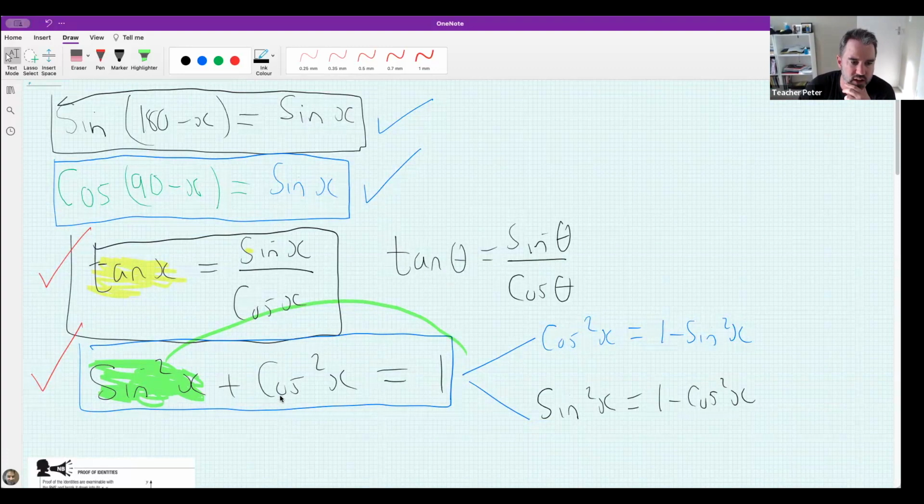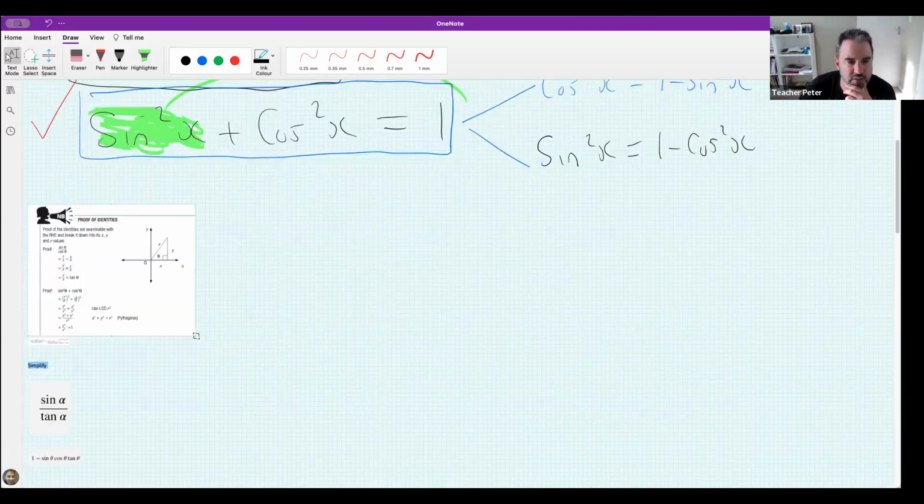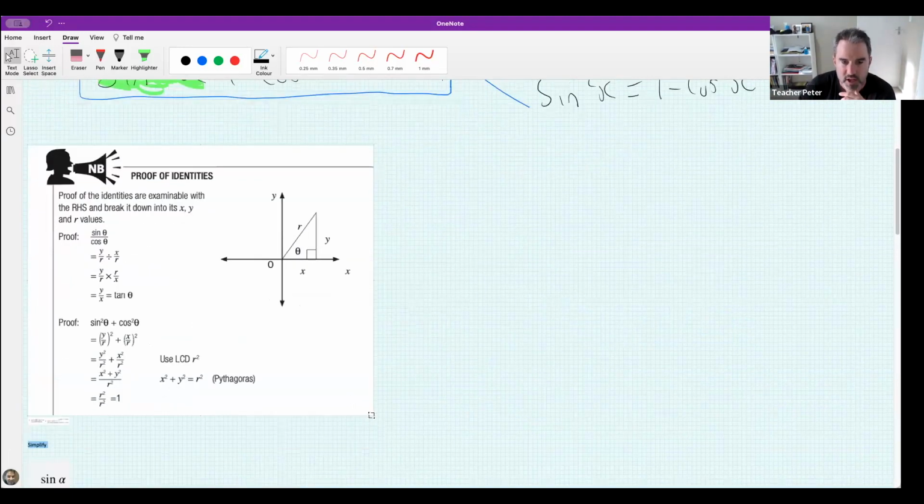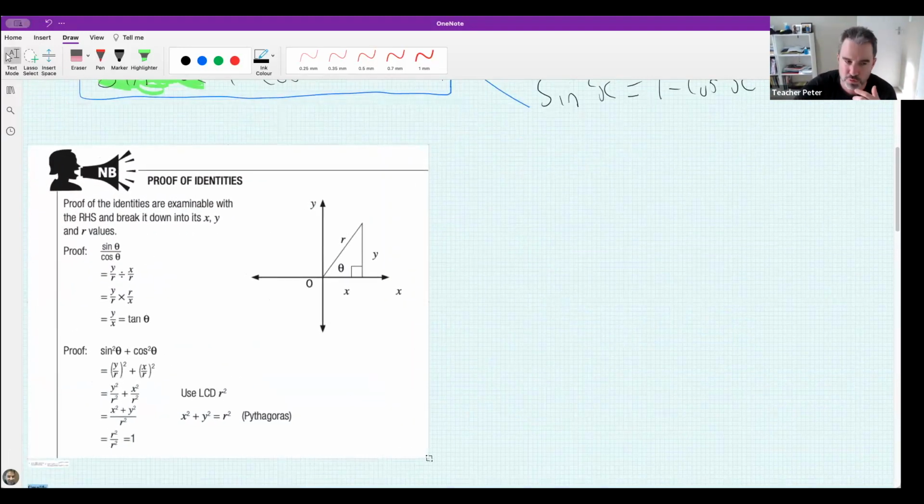If you are curious, because we don't have loads of time today, I'm going to give you a chance to take a screenshot. This is the proof of why the sine of theta over the cos of theta is the tan of theta.